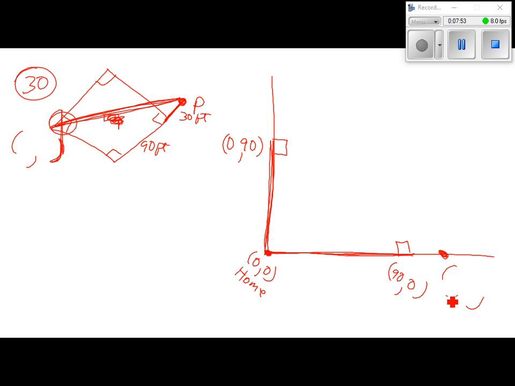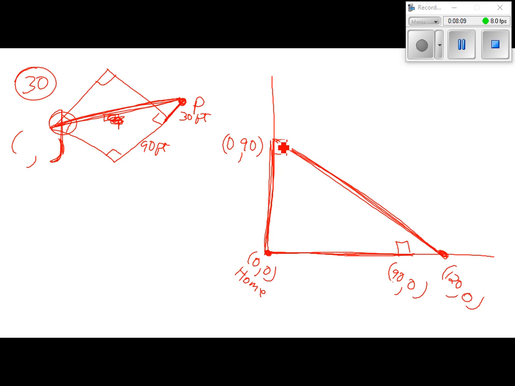What's the coordinates of that going to be? So it goes out 120. That's 30 extra feet from the 90 and still 0. Or the third baseman, not the pitcher. I said pitcher, I think. So they threw it from there to there. We're trying to find this length.